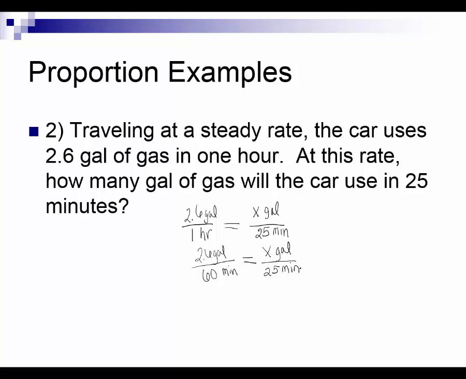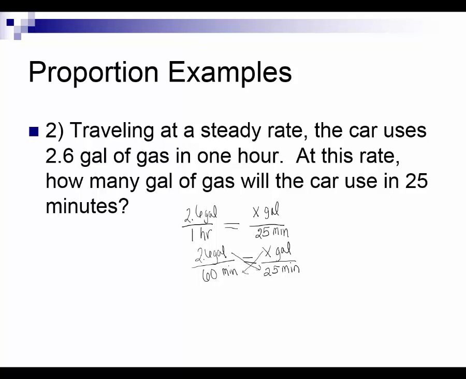Now, my two fractions can be equal fractions because they have the same labels. And we notice this is totally different than dimensional analysis because in dimensional analysis we're multiplying, here we're making equal fractions. To solve these equal fractions, I cross multiply. So I multiply on this diagonal and then this diagonal.